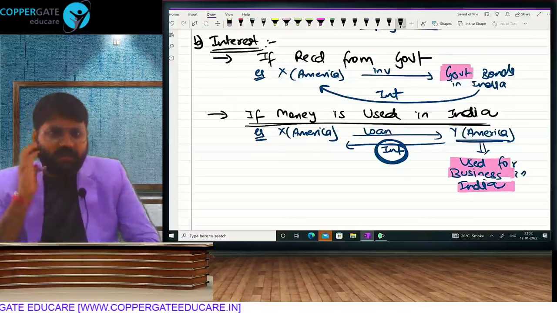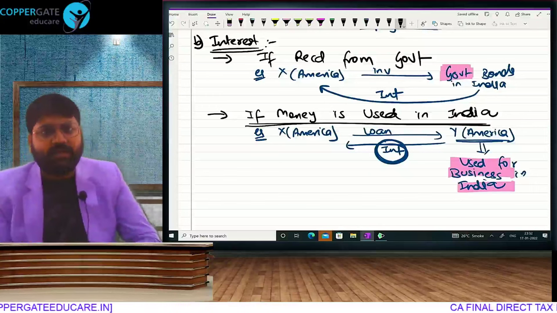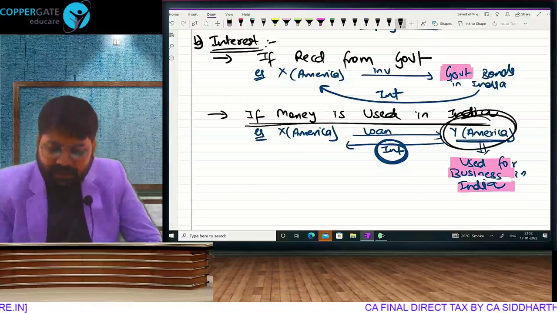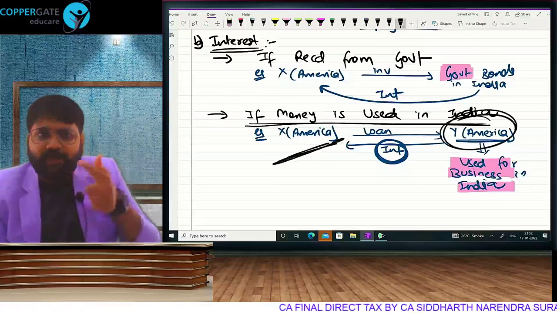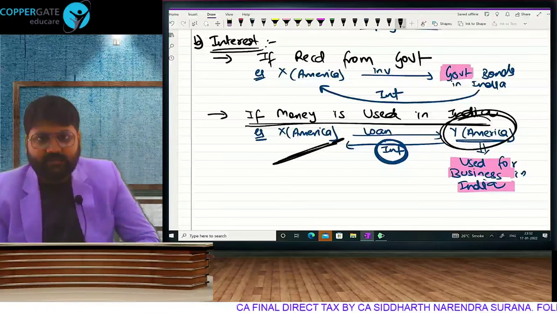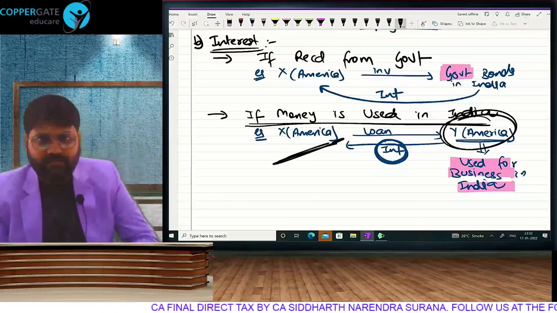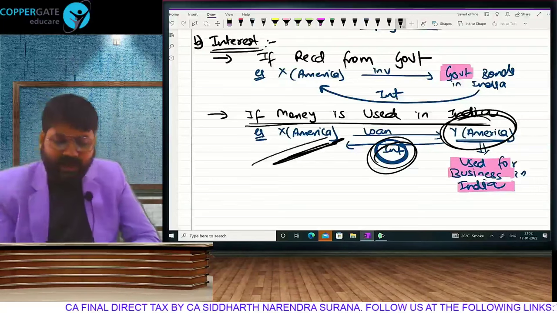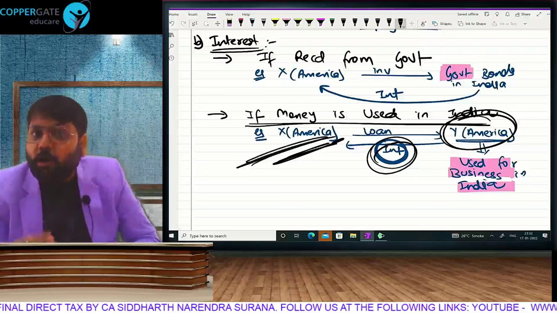To give you an example, supposing an American company is doing business in India. Is it possible? For doing that business, do you need money? So this American company has taken a loan from someone in America. Can I say the payer and payee are all non-residents? Their agreement of loan must have been done in America. The payment of interest is also happening in America because X has never come to India. X has only given a loan. But where is the loan money being used?